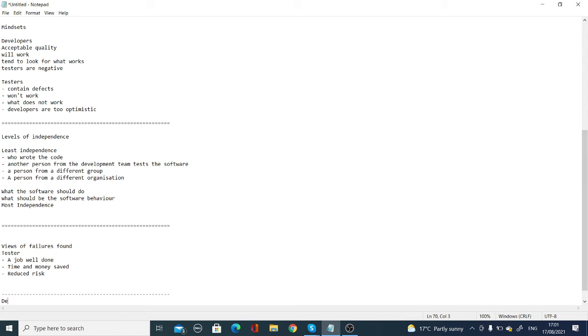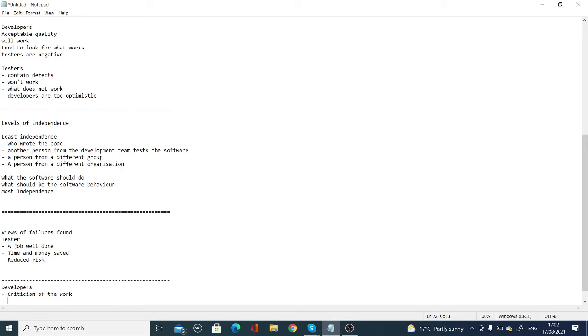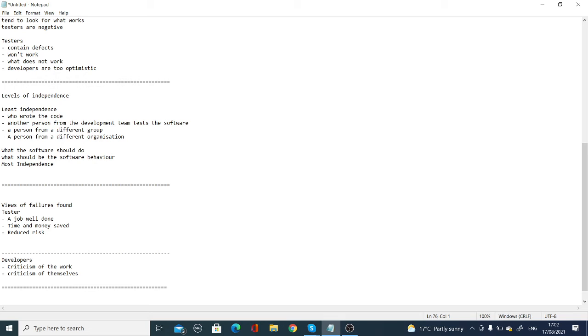But what do the developers think when you raise defects? Criticism of their work. They think that as a tester you are criticizing their work, whatever work they are doing. They also think that it is criticism of themselves. So if this situation occurs, there will be misunderstanding and there will be conflict. You can say in a simple way, there can be a fight between testers and developers.